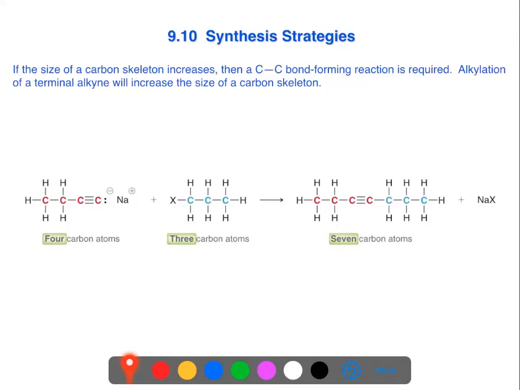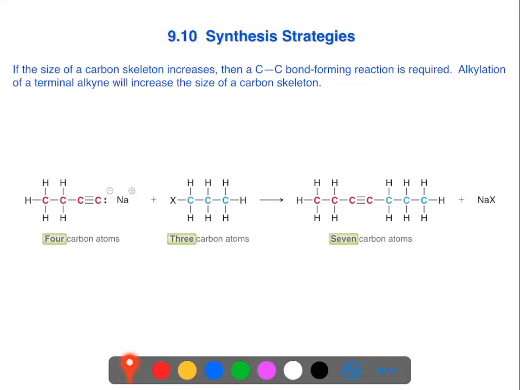We start with feedstocks, small molecules, compounds containing few carbons, and we will successively increase the size of that carbon backbone using a variety of carbon-carbon bond-forming reactions. Well, this is the first one that we'll look at, and an important one.